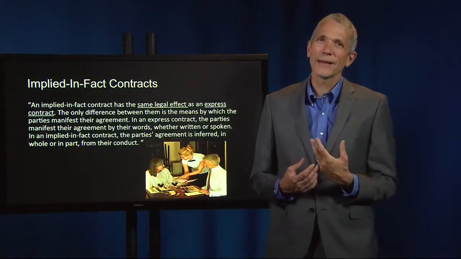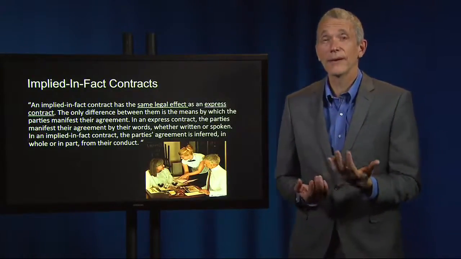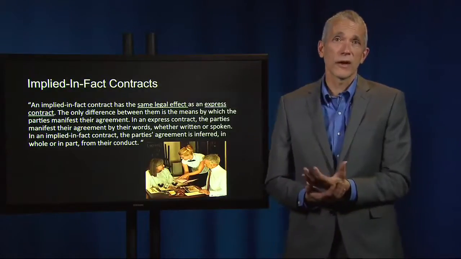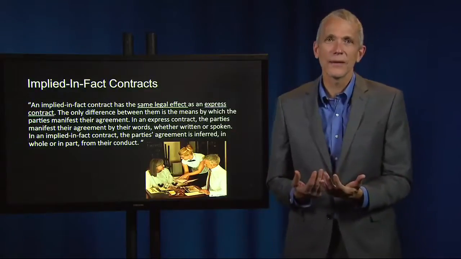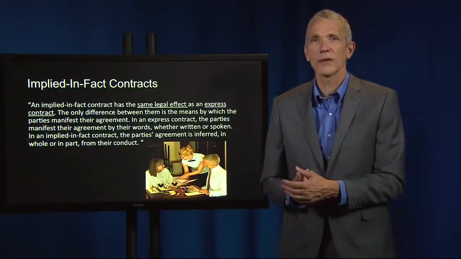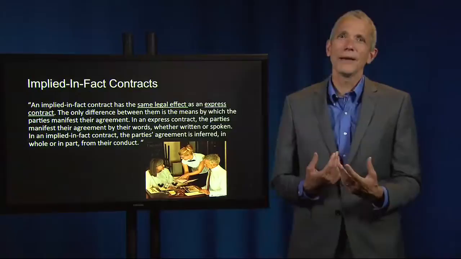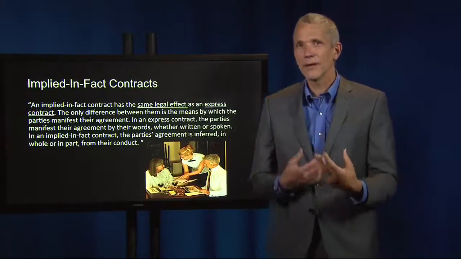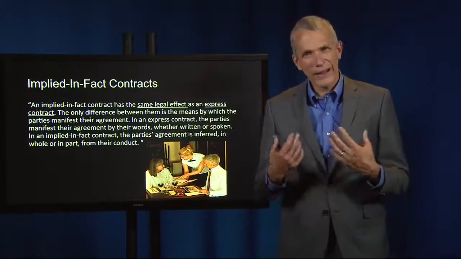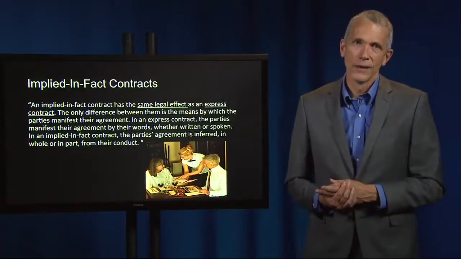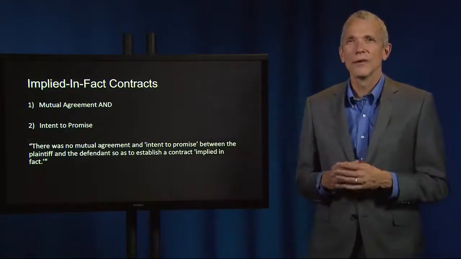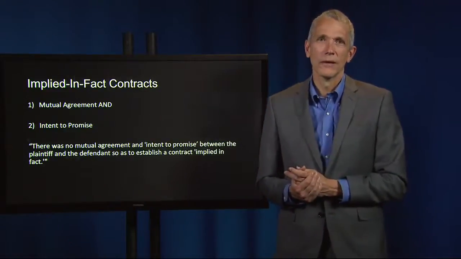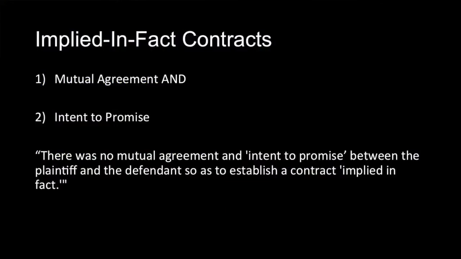An implied in fact contract has the same legal effect as an express contract. Express contracts are the contracts we've been studying in other cases. The main difference is that the people use words in an express contract, while in an implied in fact contract, people manifest their mutual assent by their actions and their words. For an implied in fact contract to exist, two conditions must be satisfied. There must be one, mutual agreement, and two, there must be an intent to promise.